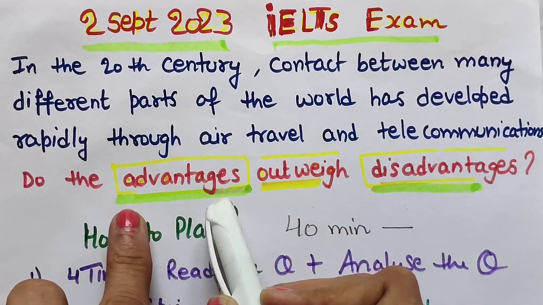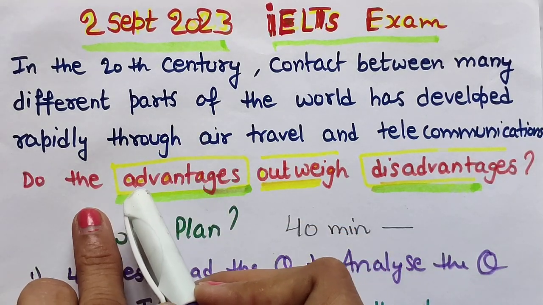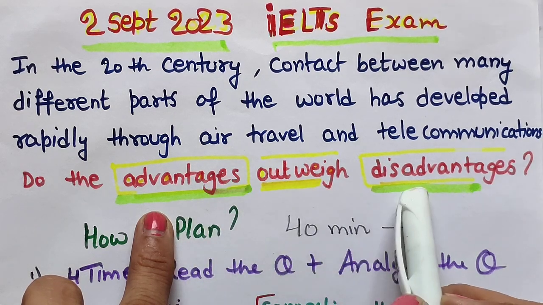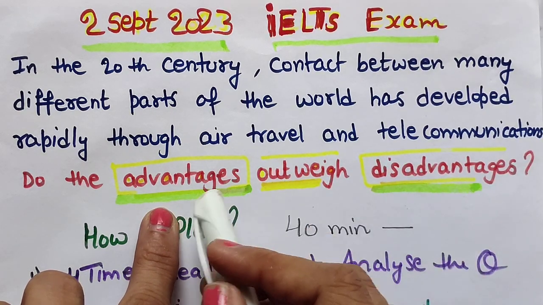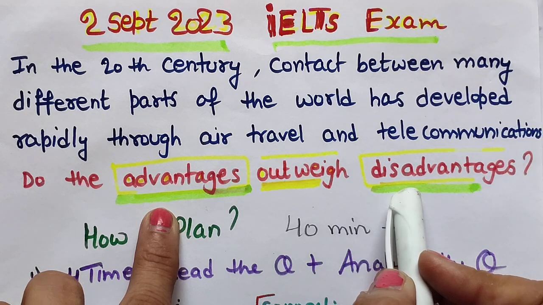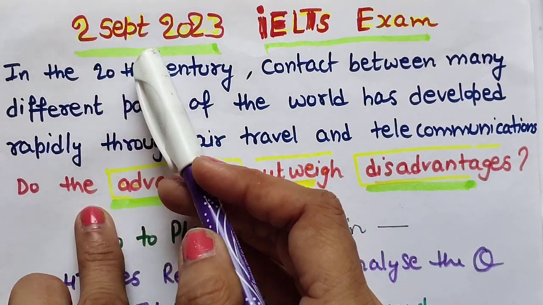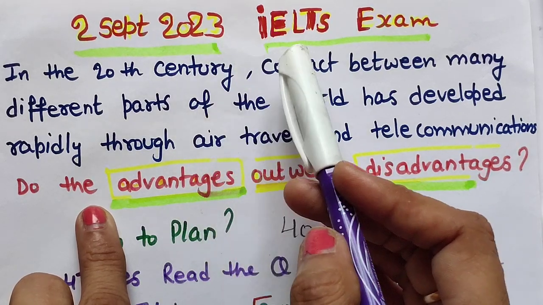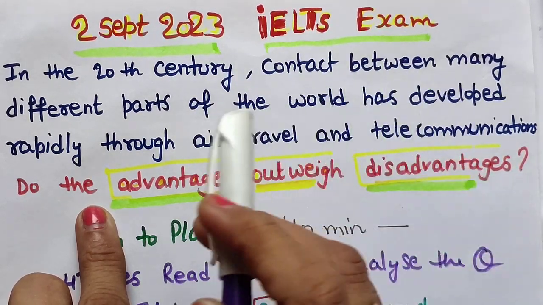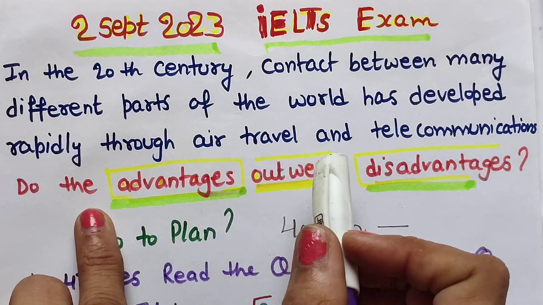I'm going to discuss this question statement, that is, do the advantages outweigh disadvantages? So it means advantages outweigh disadvantages essay is this, and this question was part of 2nd September 2023 IELTS exam. Okay, this is a real IELTS exam question.